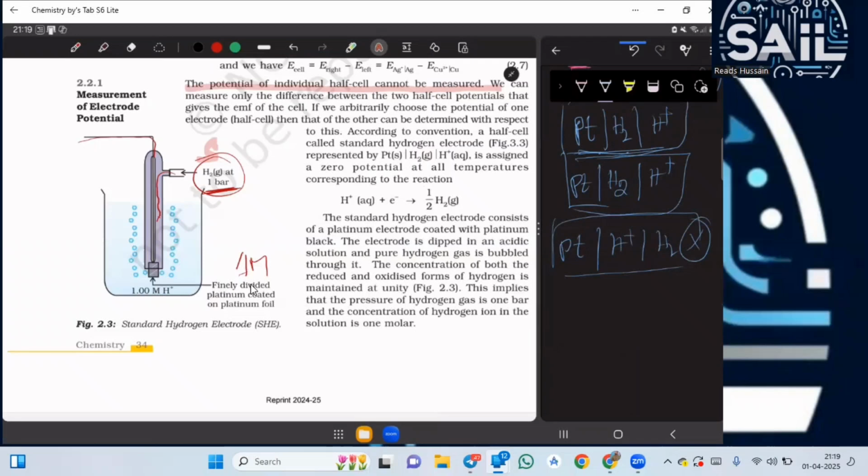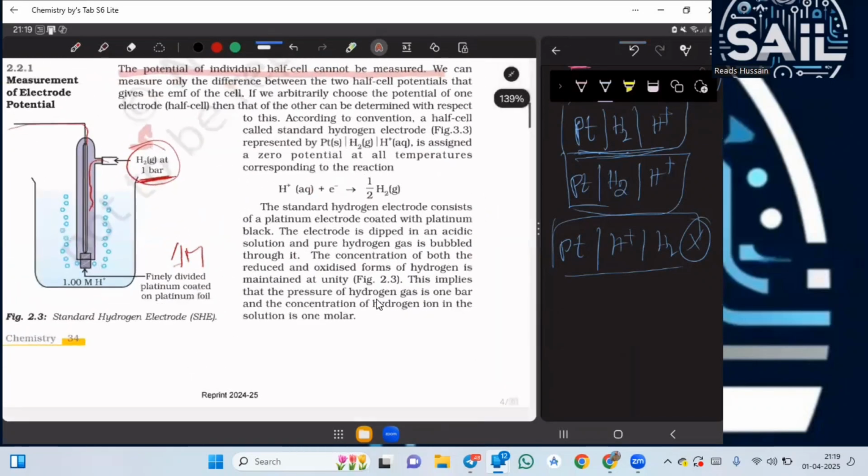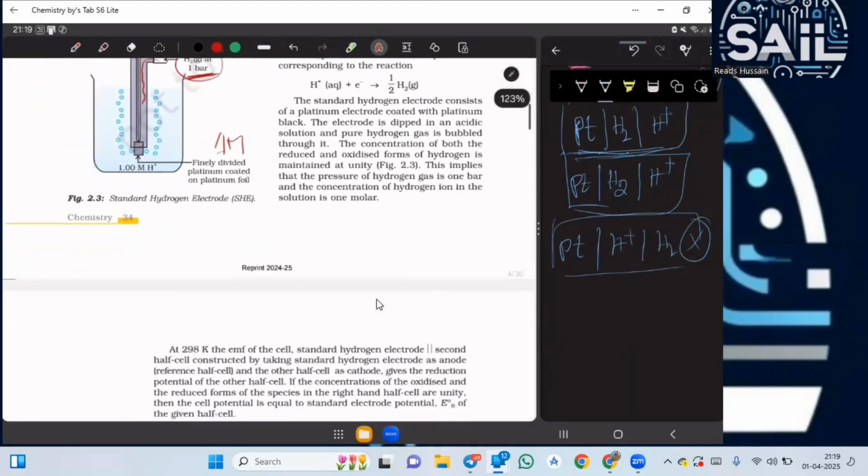That's all briefly. If you have textbooks, you read this. Otherwise, you need not have much more explanation regarding this. And finally, what I said at the very beginning of this class: what is the value of the standard hydrogen electrode potential? The electrode potential value of the hydrogen electrode is taken as 0.